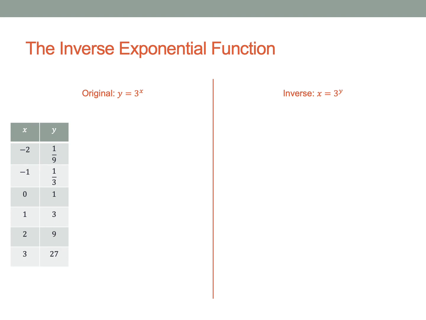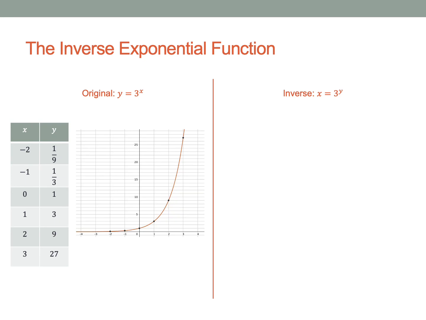Okay, and then the graph, if we plot all of these points, and you're going to see in the graph they're dotted, it looks like this, right? There is -2, 1/9, -1, 1/3, 0, 1, 1, 3, and 2, 9, and 3, 27.